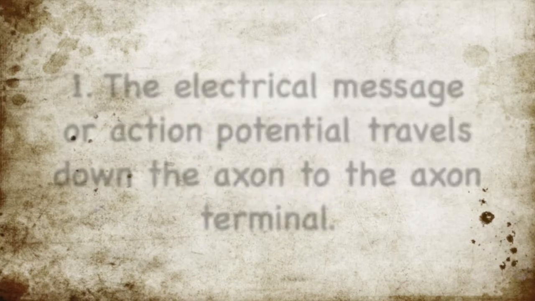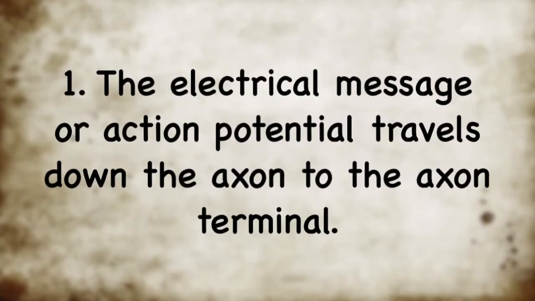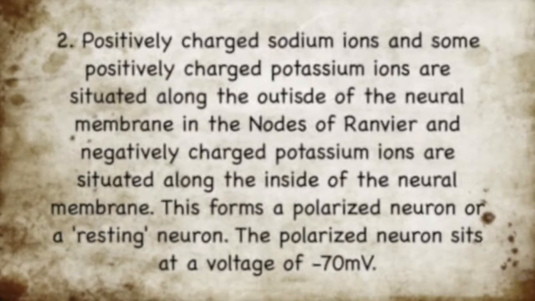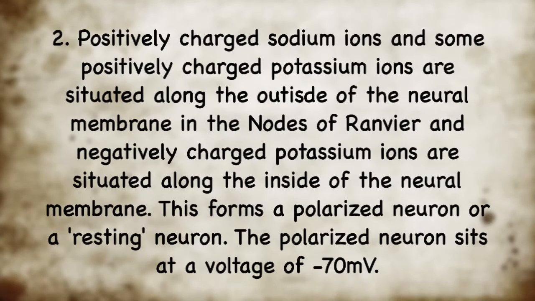What have you just learned? 1. The electrical message or action potential travels down the axon to the axon terminal. 2. Positively charged sodium ions and some positively charged potassium ions are situated along the outside of the neural membrane in the nodes of Ranvier, and negatively charged potassium ions are situated along the inside of the neural membrane. This forms a polarized neuron or a resting neuron. The polarized neuron sits at a voltage of negative 70 millivolts.